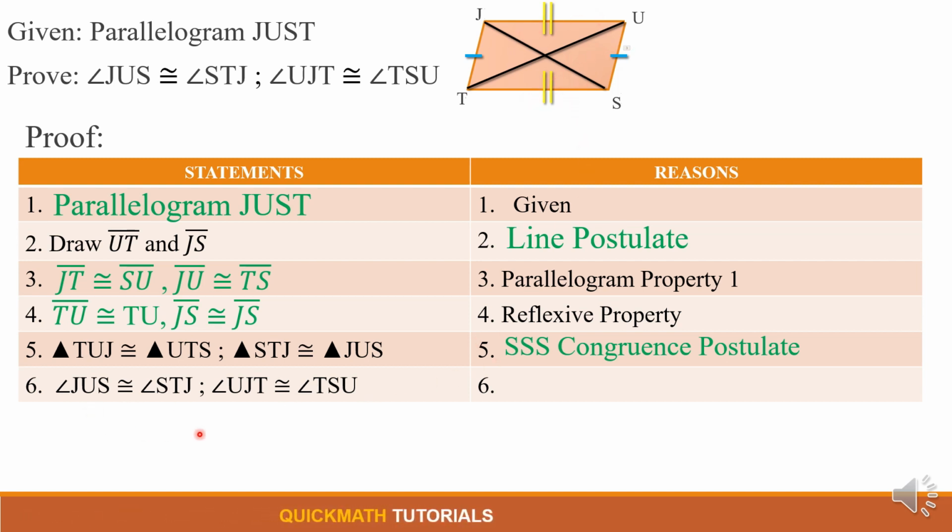So for number 6, this is what we are trying to prove. Since these two triangles are congruent, our reason is CPCTC. Therefore, angle JUS, so this angle, is congruent to the opposite angle STJ. Another, we have UJT, or this angle is congruent to its opposite angle TSU. And we are done with our proof.